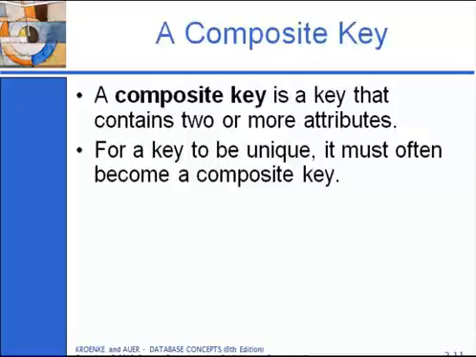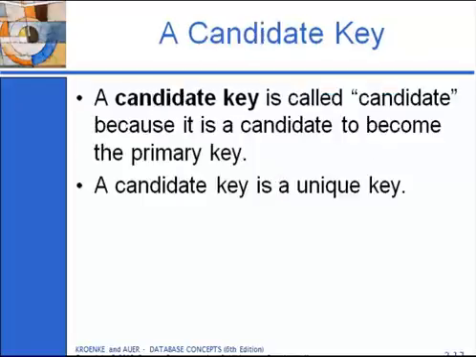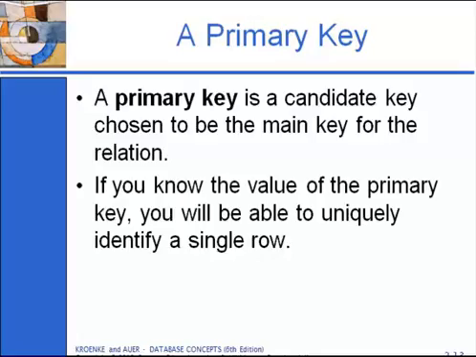Composite keys contain more than one attribute. That is to say, they are made up of more than one column. This is sometimes necessary to create a key that is unique. A candidate key is a unique key that could possibly be chosen as the primary key for the table. The primary key is the key used to identify each individual row in the table.